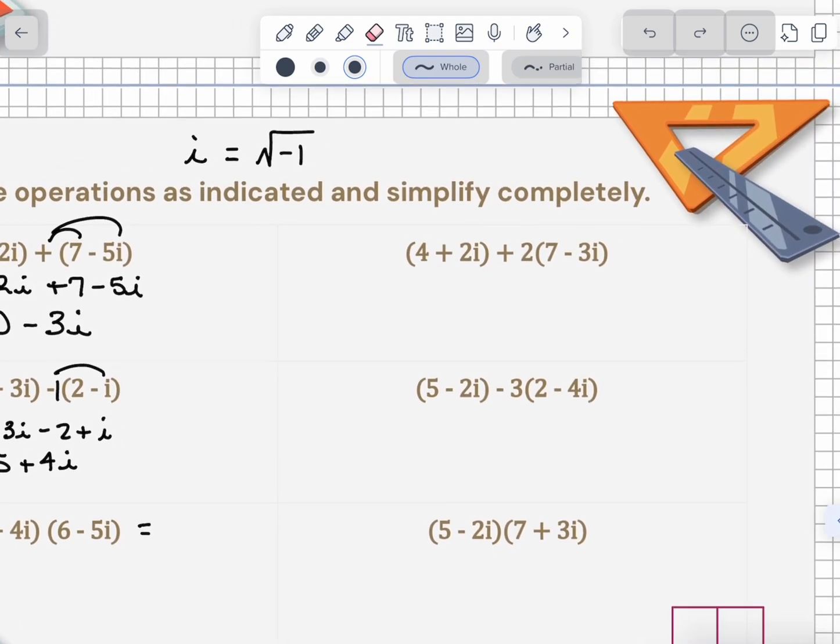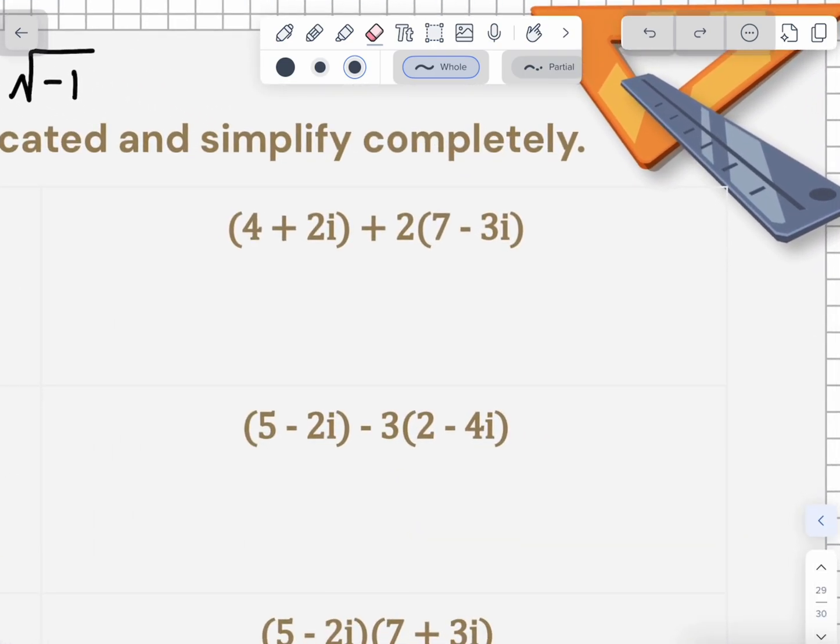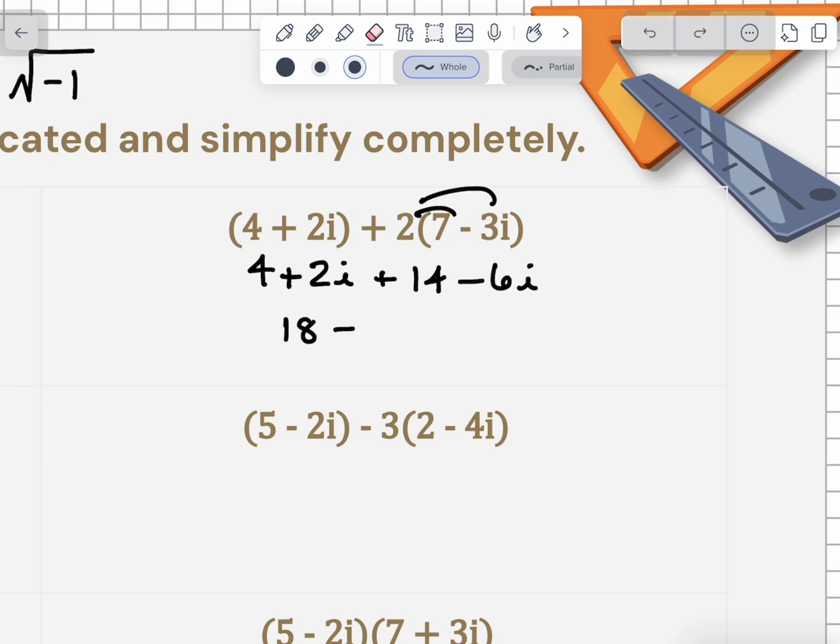Then we're going to move over to the next two, where you have a little bit of distributing to do in addition to the combining. So 4 plus 2i, we're bringing that straight down. And we're going to distribute that 2. 2 times 7 is 14. 2 times negative 3i is negative 6i. And then combining like terms, we get 18. And then 2i minus 6i is minus 4i. So that's our final sum there, 18 minus 4i.